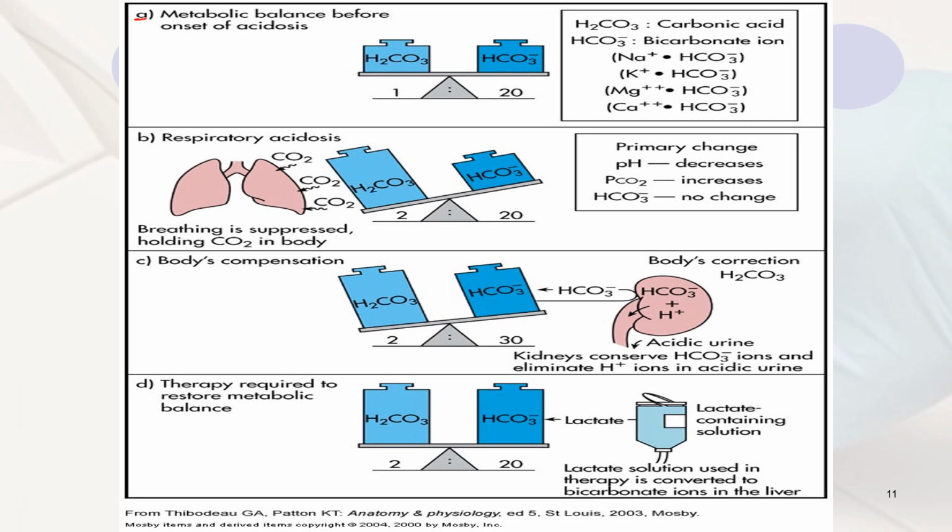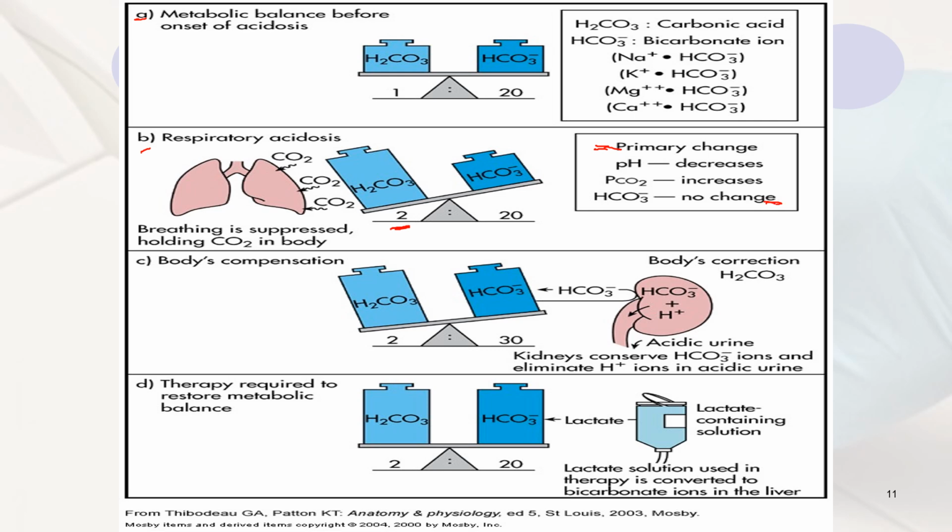So when there is acidosis, breathing is suppressed and carbon dioxide is held in the body, otherwise carbon dioxide stays back in the blood itself. So the carbonic acid level increases, so it doubles. With this increase in carbonic acid, the ratio is not equal, so an imbalance happens. The primary changes are that pH decreases, partial carbon dioxide level increases, and there is no change in the bicarbonate level.